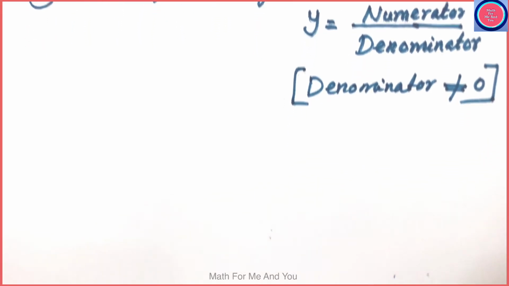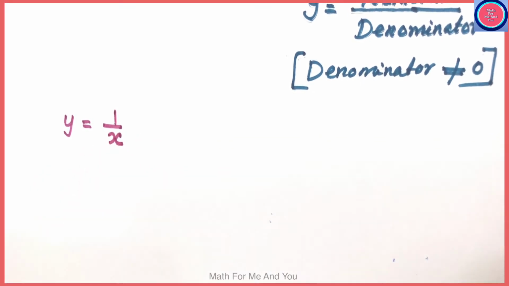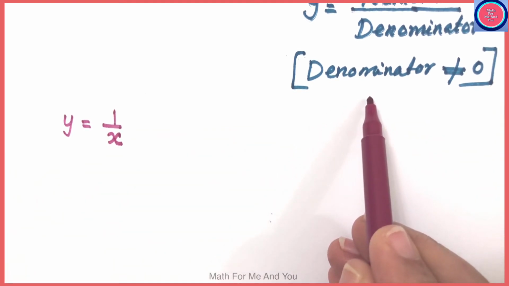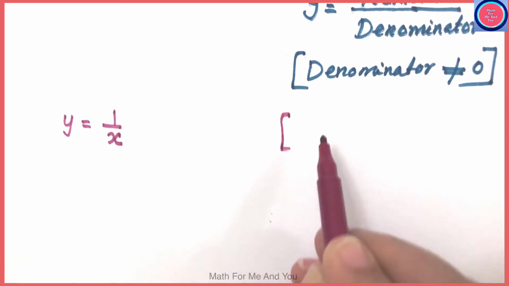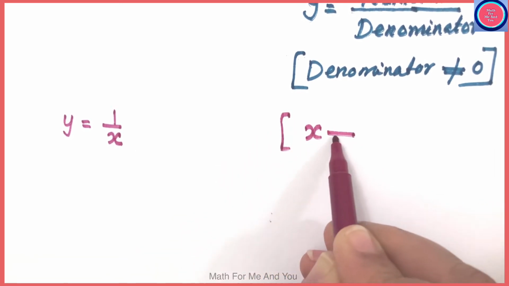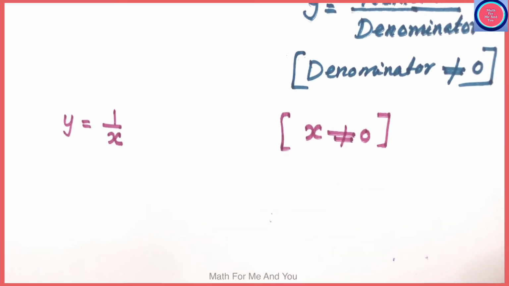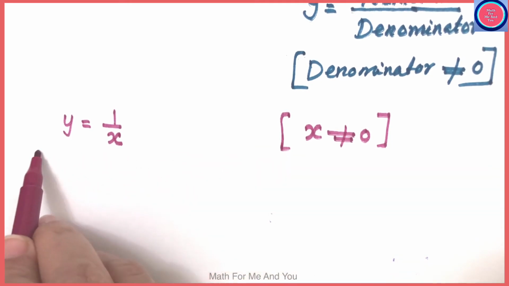We can practice this with the help of some examples. Consider a function y equals 1 over x. You can see 1 over x is a fraction. What is the condition for a fraction? The denominator not equal to 0. What is the denominator here? x. So we write that x not equal to 0. Yes, this is the domain, x not equal to 0. That means x can take all the values except 0.